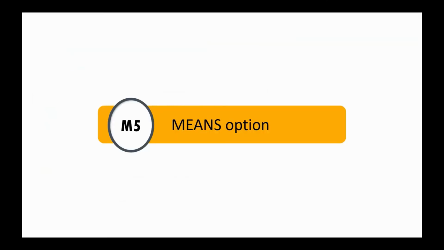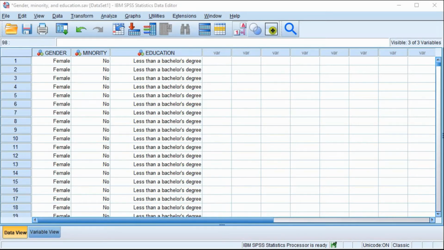Table method number 5, the means option. Another way to describe the data using tables in SPSS is the means function. The means function is similar to the descriptives and the explorer function in that it treats variables as continuous or scale variables. The name of this function speaks for itself. It is about comparing mean values among other things. So if you have a nominal variable like gender or minority status, then one drawback in using this is that it will not generate a frequency table.